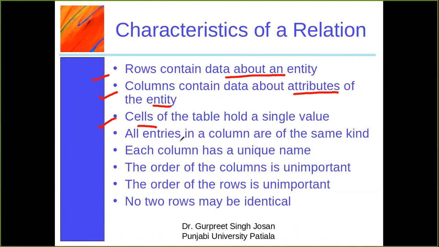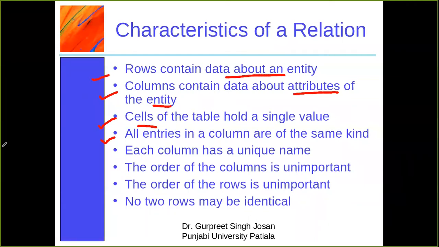All entries in a column are of the same kind. For example, if my column is name, then all the entries will be of string type. You cannot add integer type values. If my column is age, then all the entries will be of integer type. So you cannot add string values in the age column. All entries in a column are of the same kind.